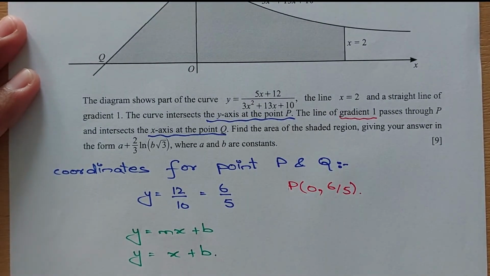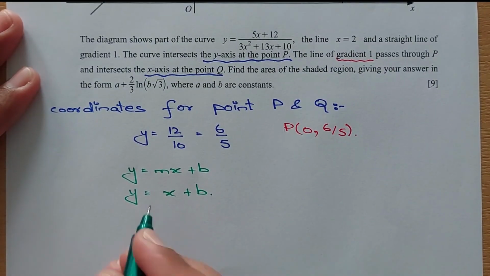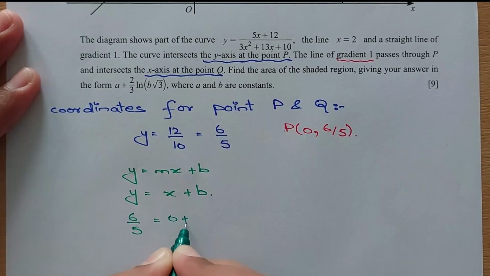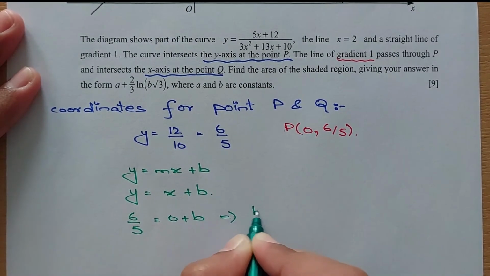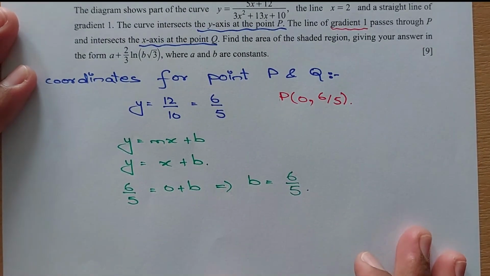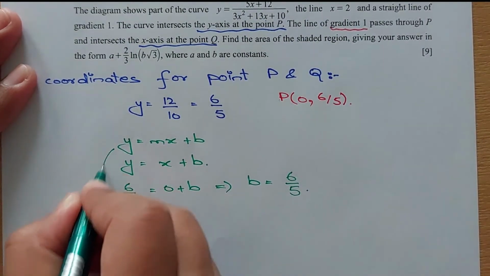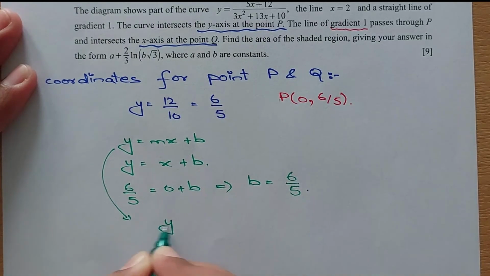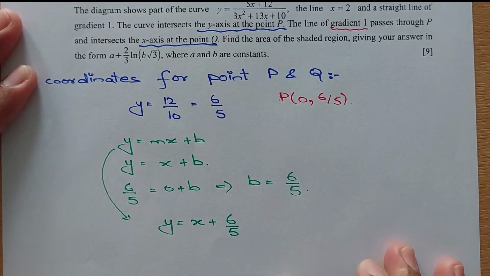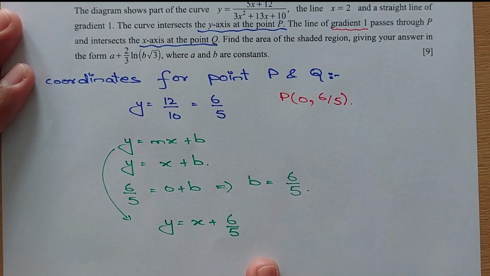And to solve for b, we can use point P, that is (0, 6/5). So the y value is 6 by 5, the x value is 0, plus b. So from here b is 6 by 5, right? And substituting b here, we get y equals x plus 6 by 5. So this is the equation of line PQ.